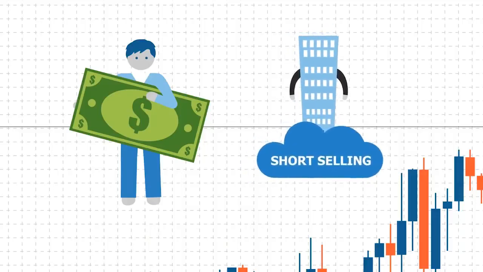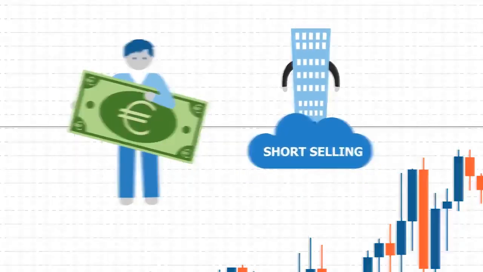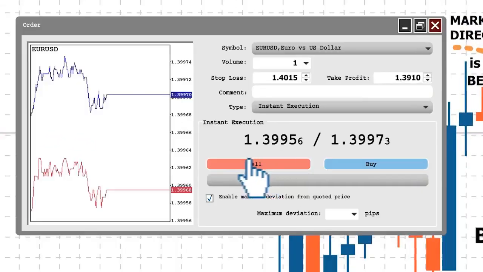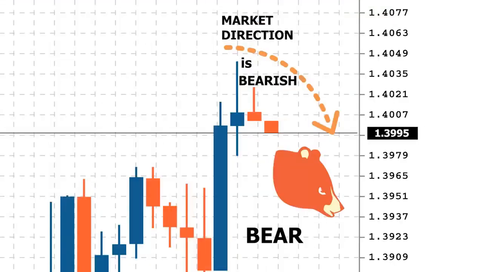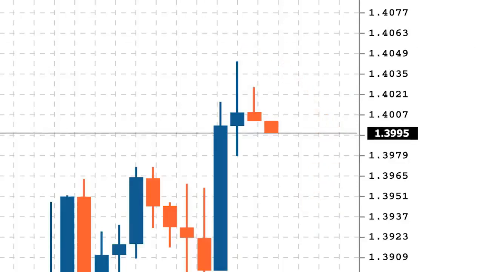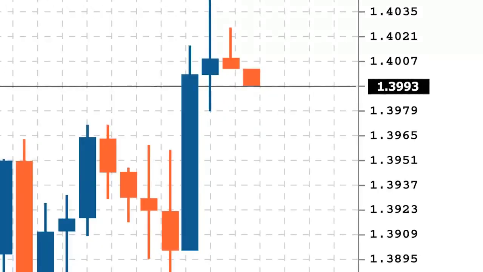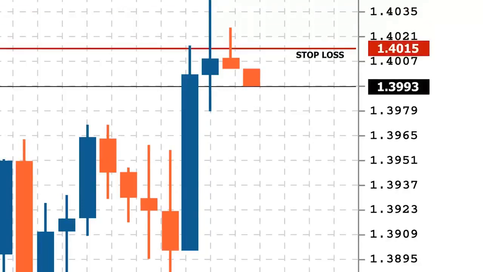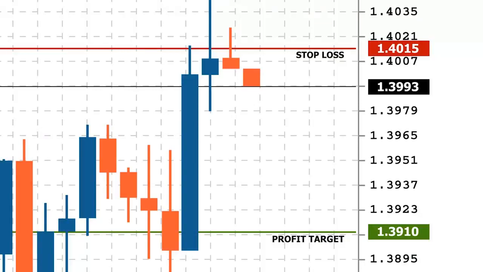The exchange process occurs behind the scenes and you don't need to worry about it. You only need to click the sell button. So let's trade again. From here the process is the same as before. The only difference is that since we're selling Euro-US dollar, it is in our advantage that the price is falling. In this case, the US dollar is getting stronger. The price now is 1.3993. You set your stop loss at 1.4015 and your profit target at 1.3910.